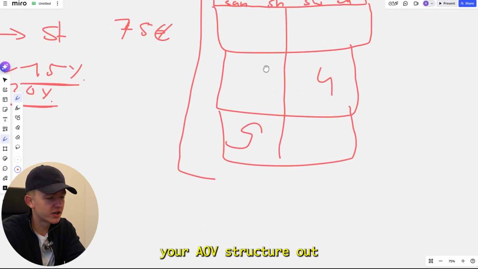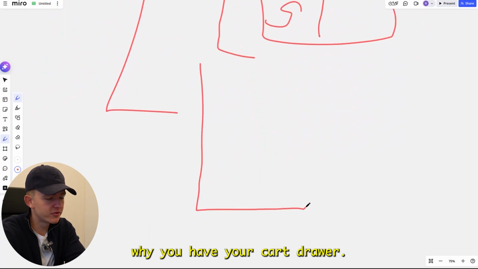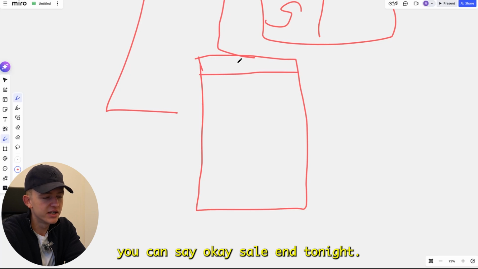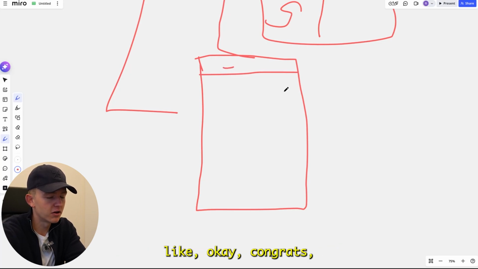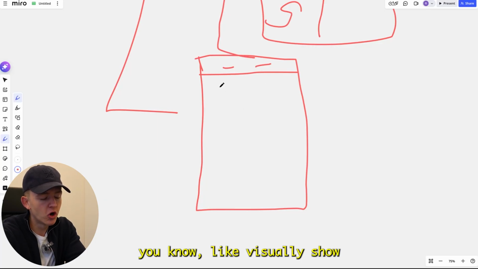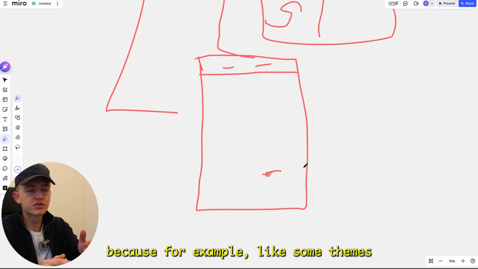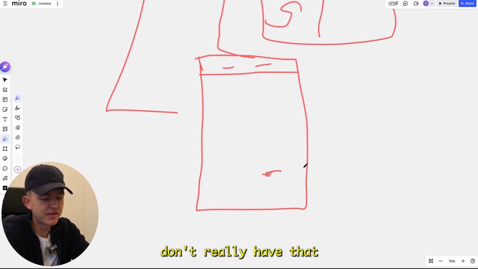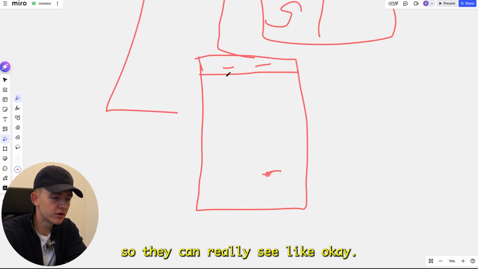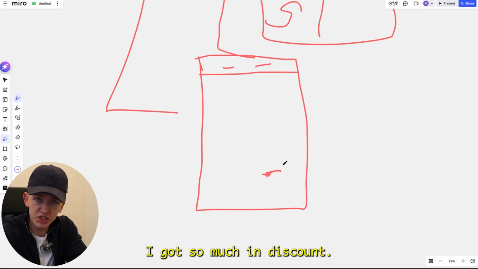Secondly, to build your AOV structure out, we're going to the cart drawer. So your cart drawer, right? What's really important is that you should again have something with urgency. For example, you can say, okay, sale ends tonight. You can say something like, congrats, you have the last stock. And you should really show people visually, okay, you have so much discount. That's really important because some teams don't really have that visually, but make sure to have it really visual. So they can really see, okay, this is the last stock I got, or the sale is ending tonight, I got so much in discount.